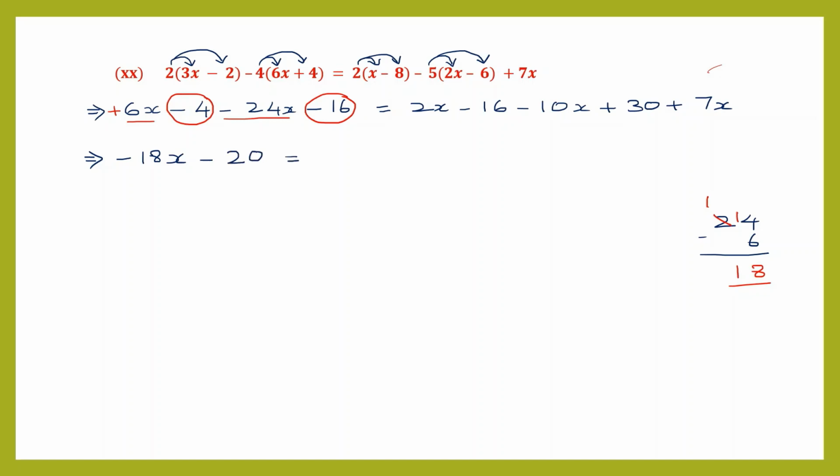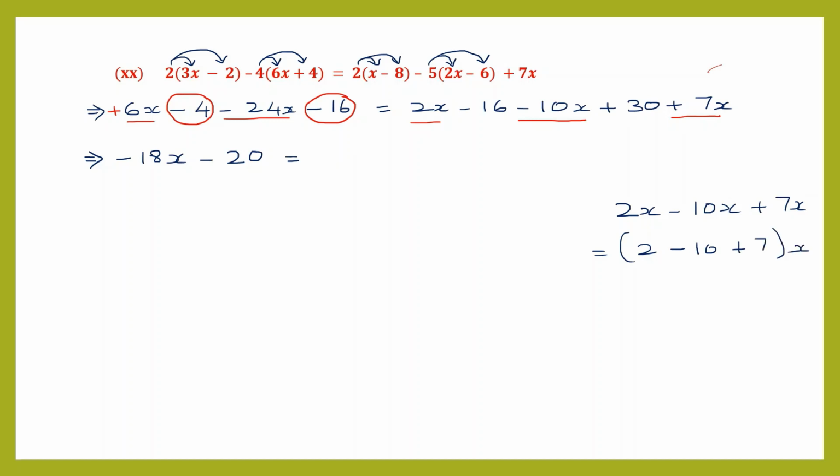Now let's look at the right hand side. Again, look at all the x terms. 2x minus 10x plus 7x. So let's write that down. 2x minus 10x plus 7x. Let's write down only the numbers. That will be 2 minus 10 plus 7x. So add up the numbers with a plus sign. So 2 plus 7, that will give us 9 minus 10x.